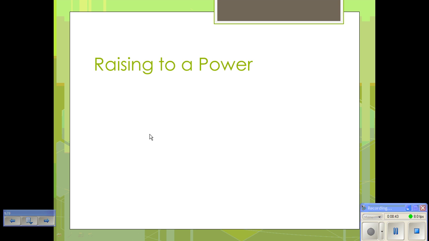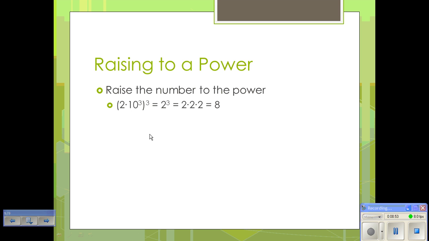If you're raising a number that's in scientific notation to a power, then the number is going to be raised to the power. So if I have 2 times 10 to the third, cubed, then I have to cube the 2. So 2 times 2 times 2 equals 8. And then I'm going to multiply the exponent, so 3 times 3 is 9. So then I will have 8 times 10 to the ninth is my answer when I take 2 times 10 to the third and cube it.